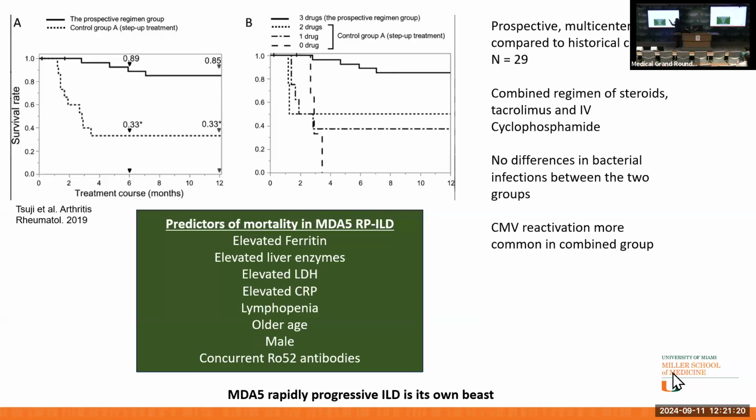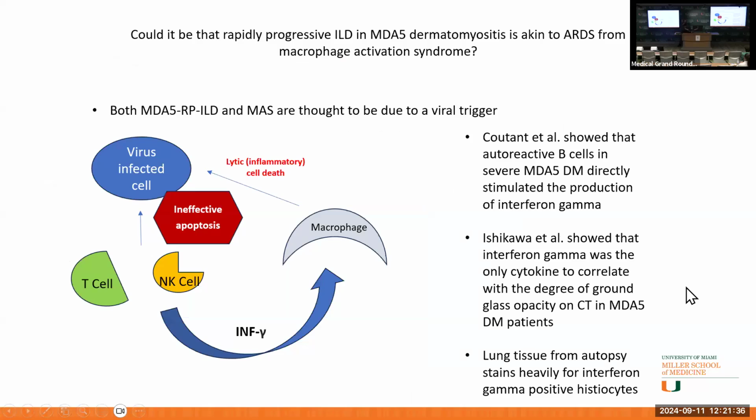Oh, and with this combined therapy of Cytoxan, tacrolimus, and IV steroids, there were more CMV reactivation, but no differences in bacterial infections between the groups. So again, even though we're doing a lot of immunosuppression here, it's mostly the viruses that are the biggest issue. So could it be that everything I just said makes mortality higher? Sounds a lot like HLH or MAS. And we do see secondary MAS or HLH in these patients. So could it be that rapidly progressive ILD and MDA5 dermato is akin to ARDS from macrophage activation?